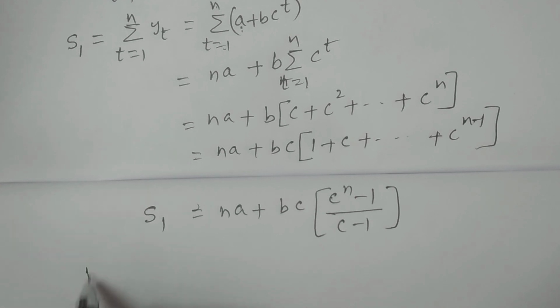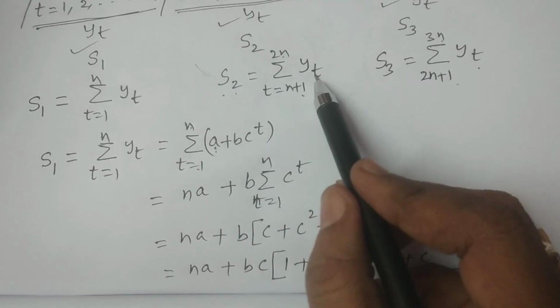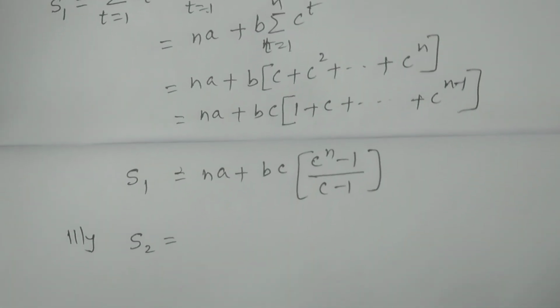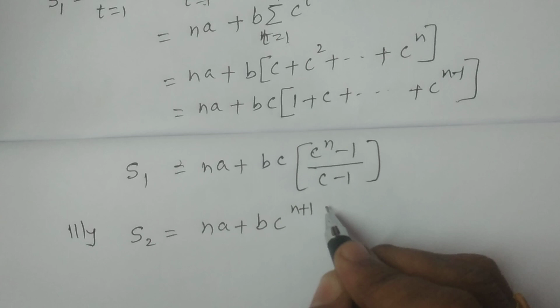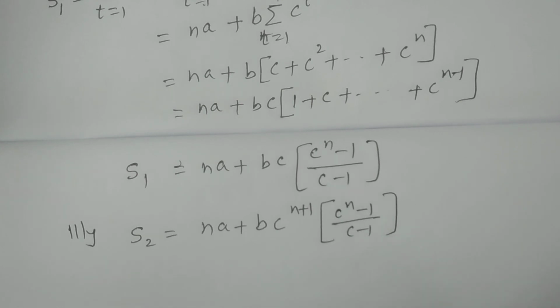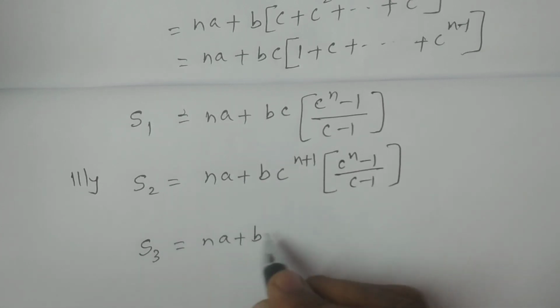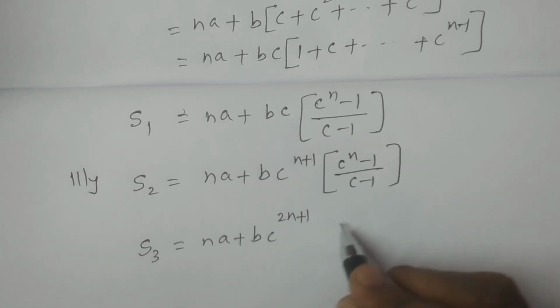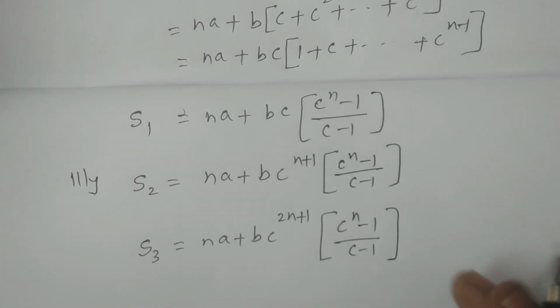Similarly, we can also calculate the partial sum S2. S2 is nothing but summation t equal to n plus 1 to 2n of yt, which we can simply write as na plus b into c power n plus 1 multiplied by c power n minus 1 divided by c minus 1. And similarly, now you can write S3. Hope you understand. This is na plus b into c power 2n plus 1 multiplied by c power n minus 1 divided by c minus 1. So these are the terms we have calculated, S1, S2, S3.